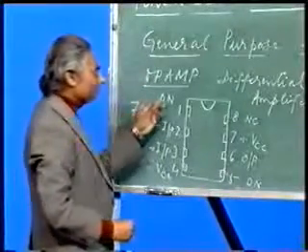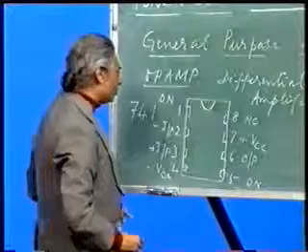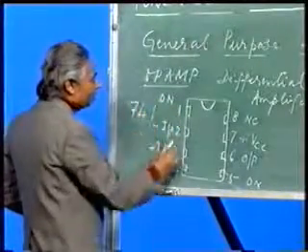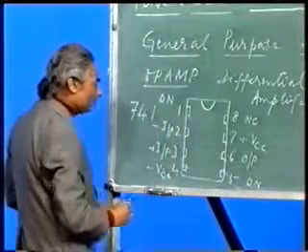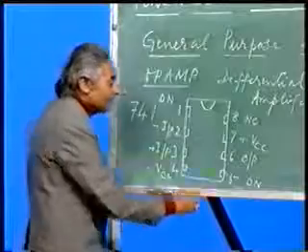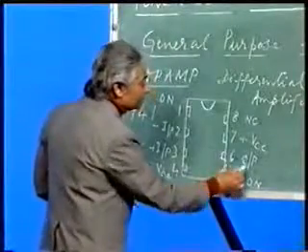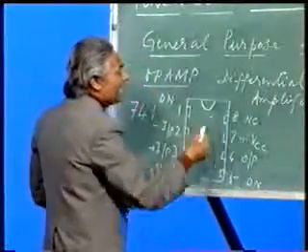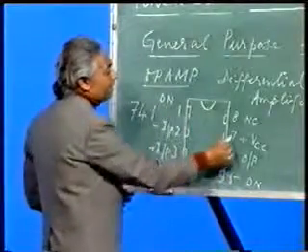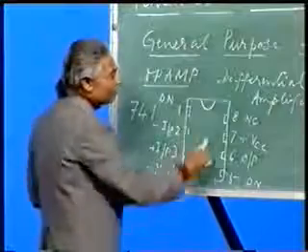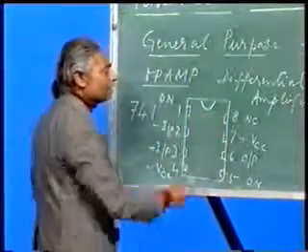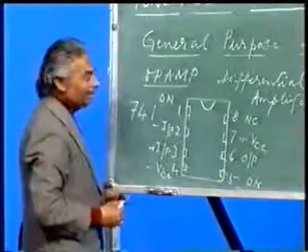Now I know my pin configuration, I know the inputs. I will repeat: pin number 1 is offset null, pin number 2 is minus input, pin number 3 is plus input, pin number 4 is minus VCC, 5 is offset null, 6 is output, 7 is plus VCC, and 8 has no connection. You see, I cannot have an IC with 7 pins, so it has to be 8, but only 7 are used, 8 is not used, therefore no connection on pin number 8.